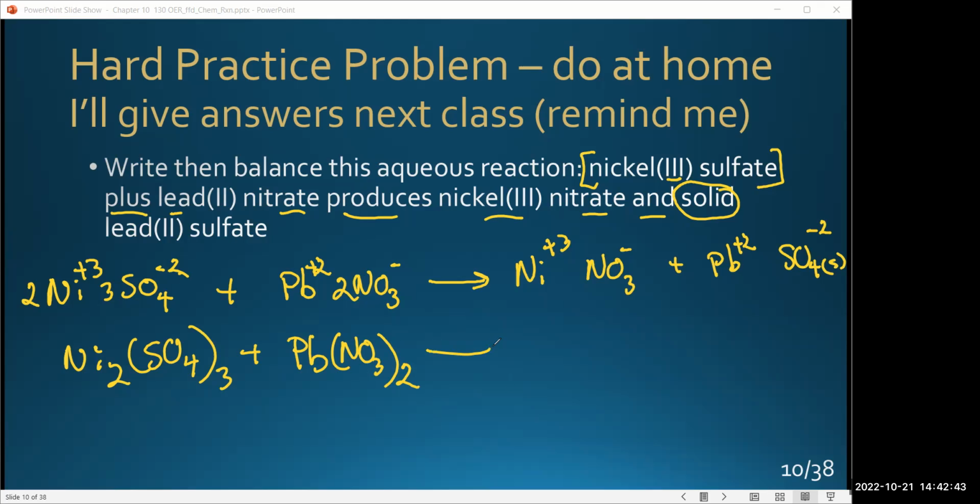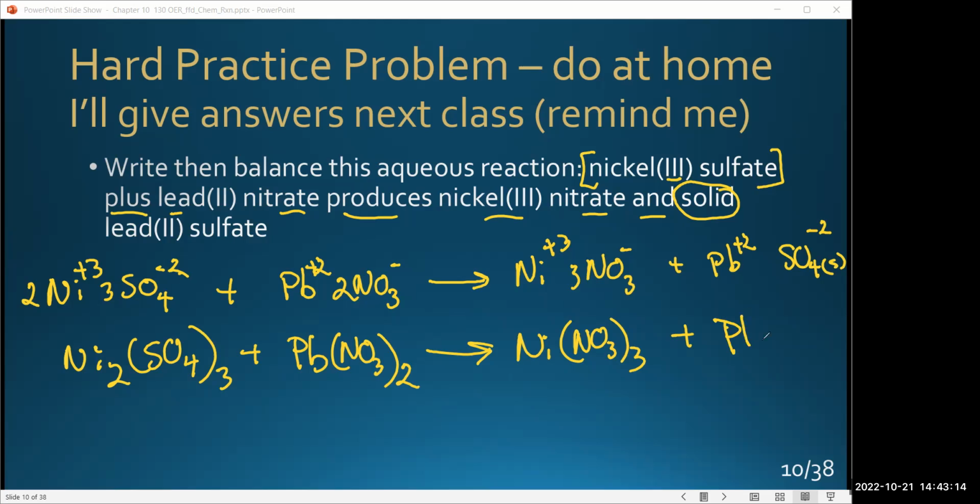Now let's put together the products. We have nickel nitrate, which means I need 3 nitrates for every nickel +3. So it goes Ni, parentheses, NO3, subscript 3. And then plus lead +2 and sulfate -2. They're both the same charge, so I put them together as a 1-to-1.